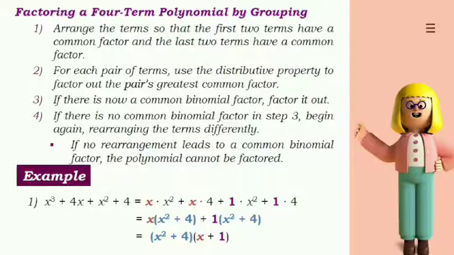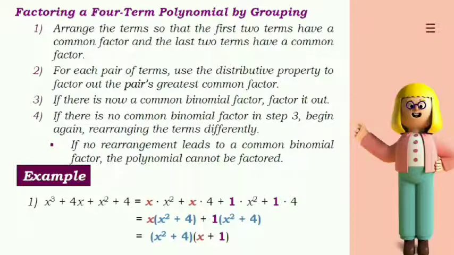Factoring a 4-term polynomial by grouping. 1. First, arrange the terms so that the first 2 terms have a common factor and the last 2 terms have a common factor. 2. For each pair of terms, use the distributive property to factor out the pair's greatest common factor. 3. If there is now a common binomial factor, factor it out. 4. If there is no common binomial factor in step 3, begin again, rearranging your terms differently. If no rearrangement leads to a common binomial factor, the polynomial cannot be factored.